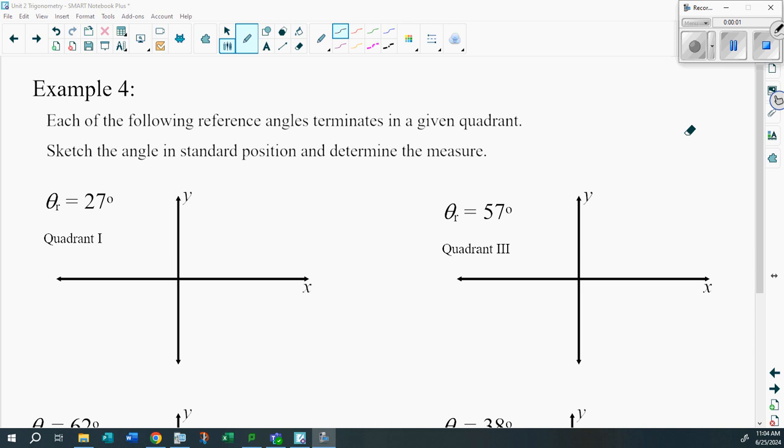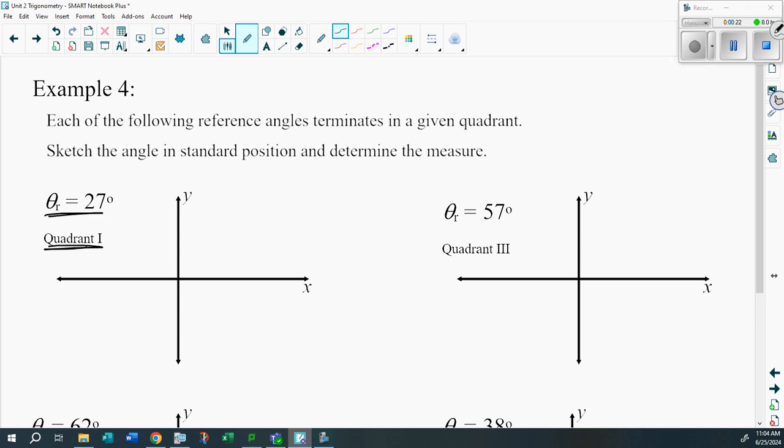See how we're flip-flopping between reference angles and angles in standard position? Okay, so now each one of the following reference angles is given. Sketch the angle in standard position and determine that angle now. It's interesting, isn't it? Okay, so look at the first one.